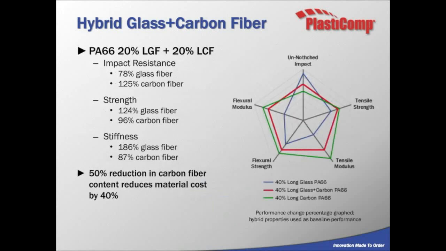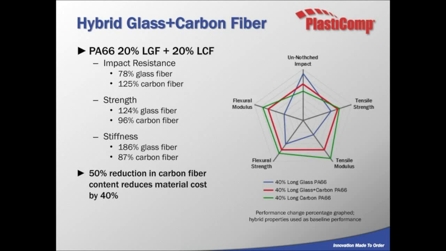And here's a spider diagram and some information comparing the change in properties that you get from a hybrid material versus glass and carbon. You can see that if you do a 40% reinforced nylon 6/6, 20% long glass and 20% long carbon, your impact resistance goes down slightly versus an all glass reinforced product, but it definitely goes up about 125% of that of a carbon reinforced material, or 25%, excuse me.